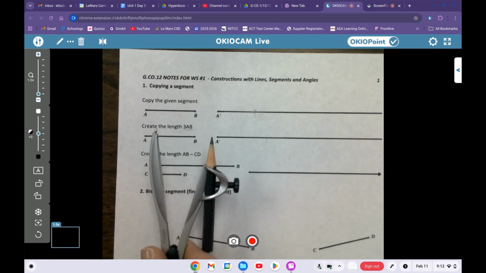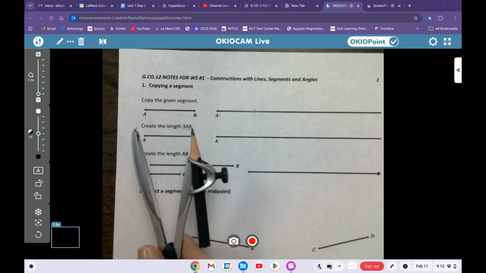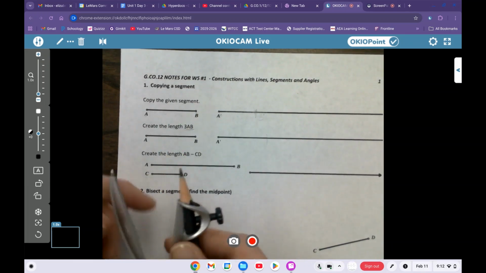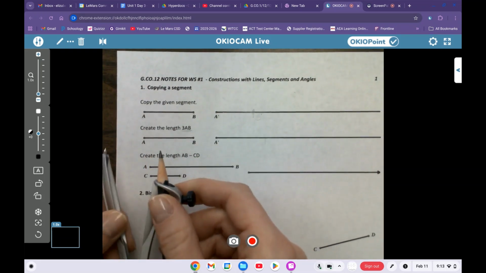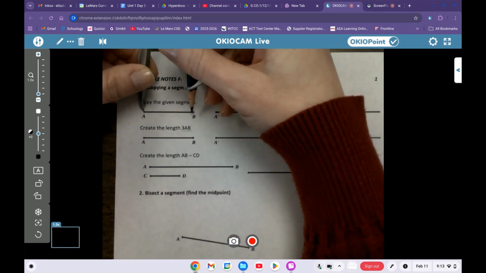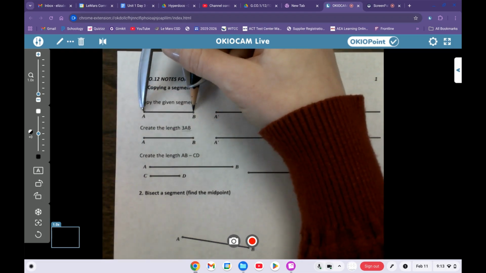I'm going to have to use my compass here. Remember I said we use this to help us measure. To measure AB, I just need to take my compass and put the pointer on one of the letters, this pointy side, and then put the pencil on the other. That's my way to measure how long AB is. So I'm going to put my pointer on A and my pencil on B, and I've got my compass set like that.